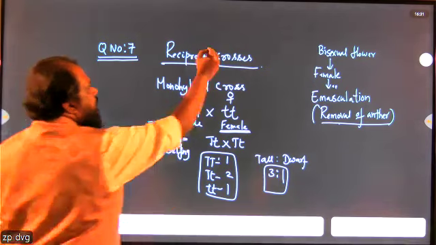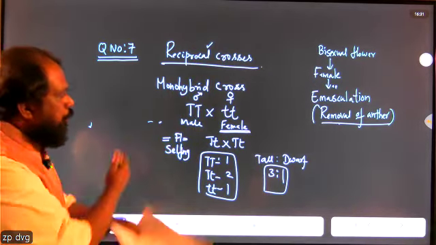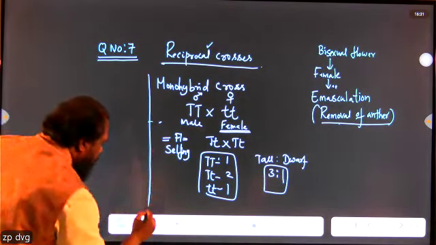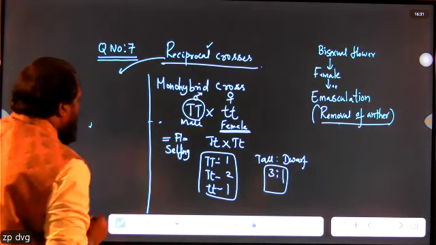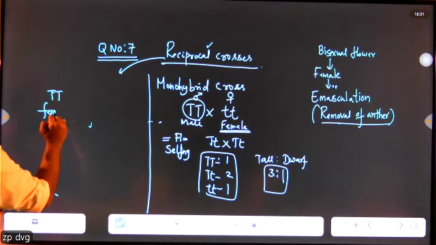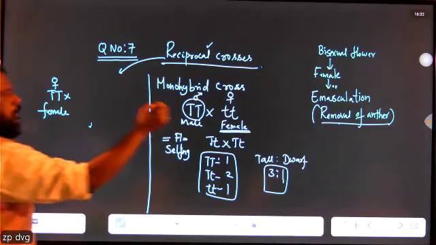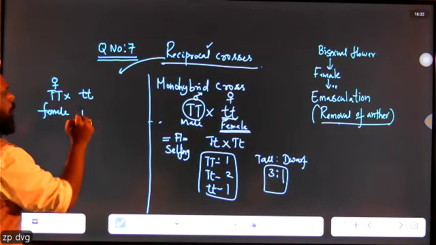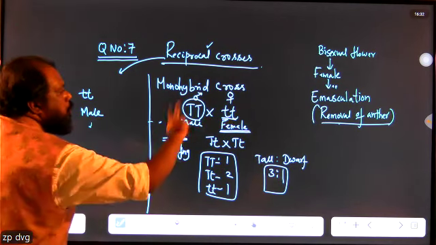Now, what do you mean by reciprocal cross? In the reciprocal cross, we are going to switch the sex of the plants. That means in the first cross, when you take capital T as male, now in this cross, I will take capital T as female. And in the first cross, small t is female, I will consider small t as male. So what is happening here? Here the sexes are switched.